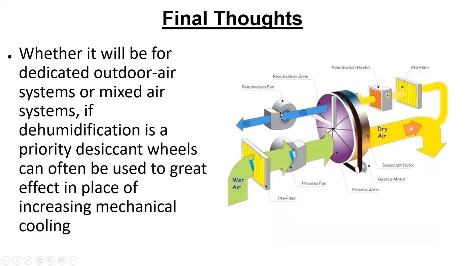Okay, so final thoughts. That's just a pretty picture of one of the old parallel systems, but I thought it was kind of pretty, so I put it on there. Whether it will be for dedicated outside air systems or mixed air systems, if dehumidification is a priority, desiccant wheels can often be used to great effect in place of increasing mechanical cooling.